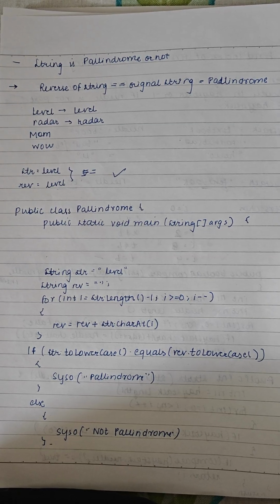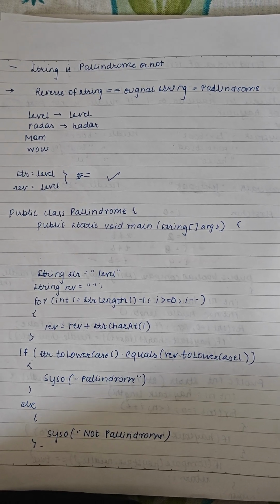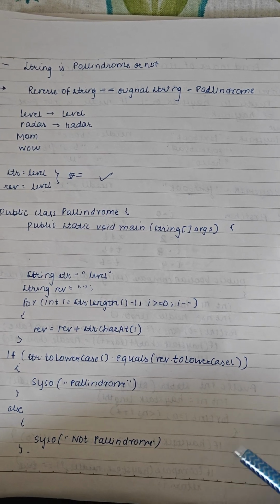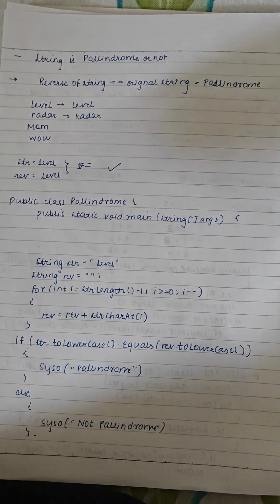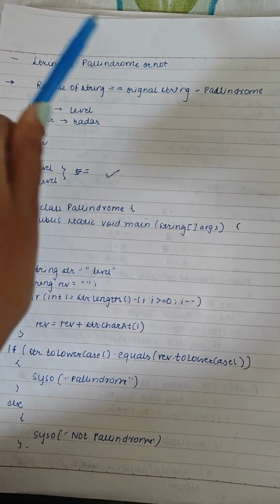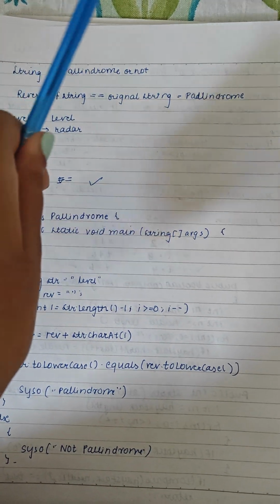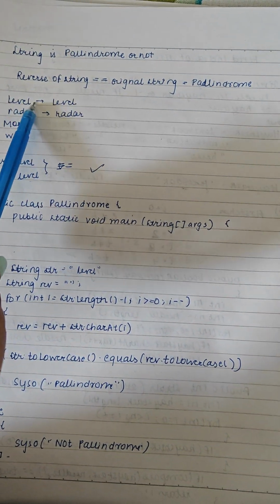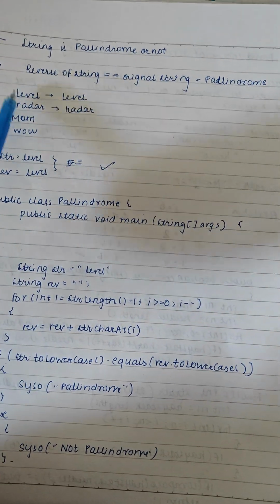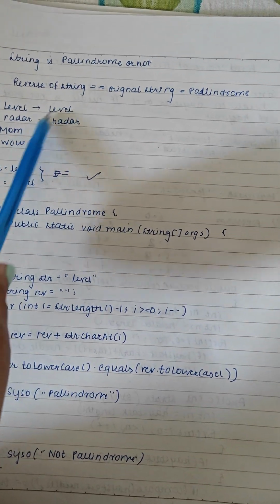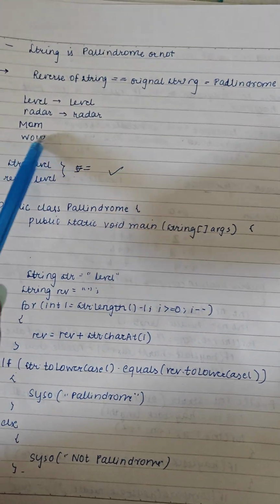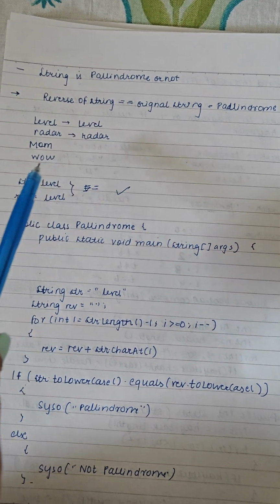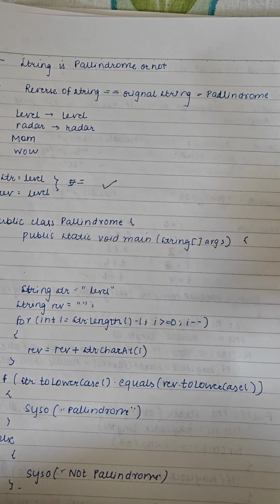This is a very simple question: everyone should know whether a string is a palindrome or not. Palindrome is nothing but the original string and the reverse of the string being equal. If they are both equal, then it is said to be a palindrome. If you consider level, in reverse it is level only. Radar, mom, wow are examples of palindrome strings. So let's see how to solve it.